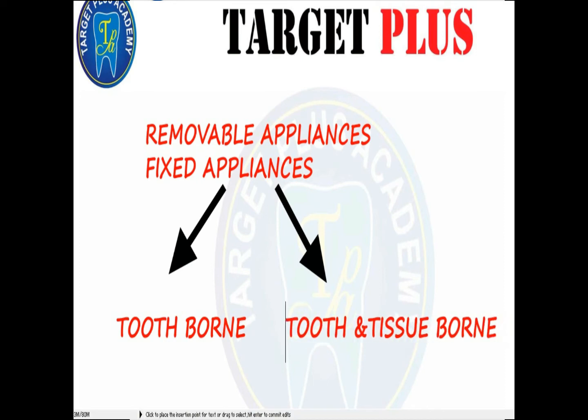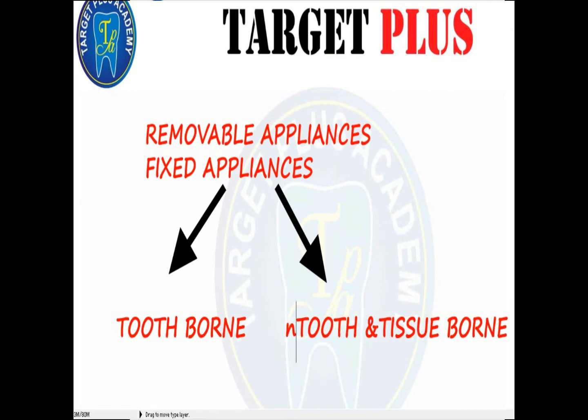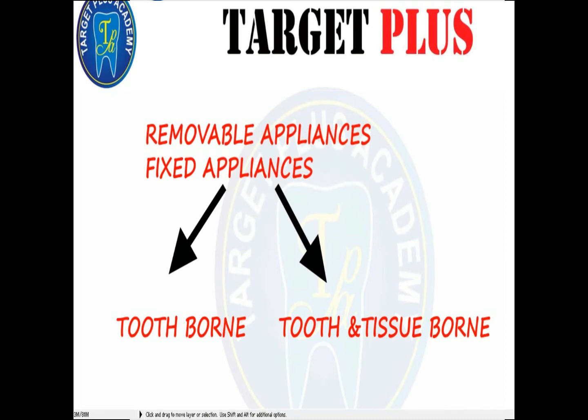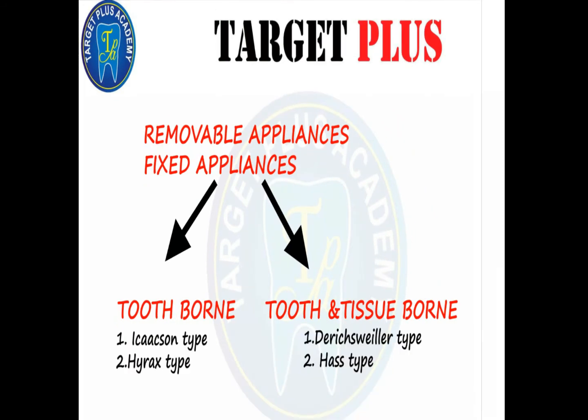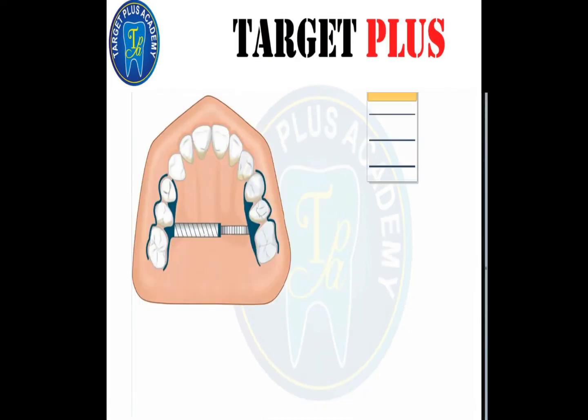Next come the fixed appliances that are fixed onto the teeth, and they are more reliable and produce a consistent skeletal effect. These fixed rapid expanders can be classified into tooth borne or tooth and tissue borne. The tooth and tissue borne can be Derichsweiler type and Haas type, whereas the tooth borne type is Isaacson and Hyrax type. Now we are going to discuss the Isaacson type.